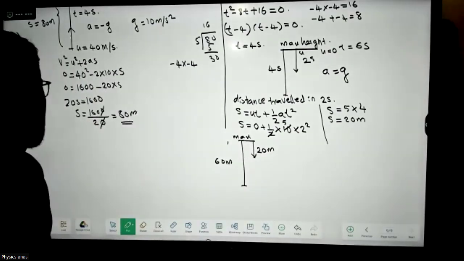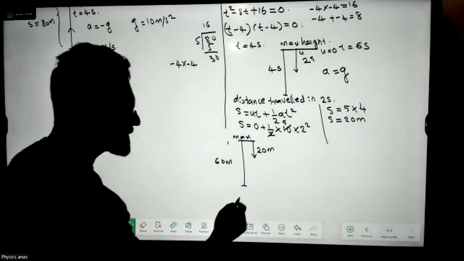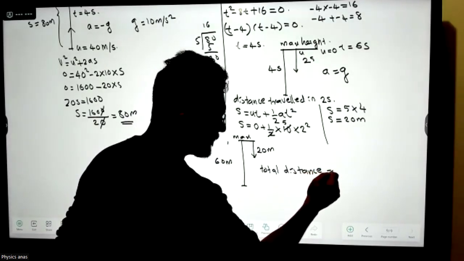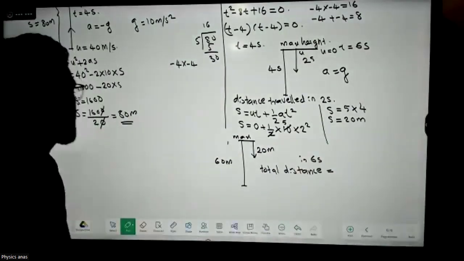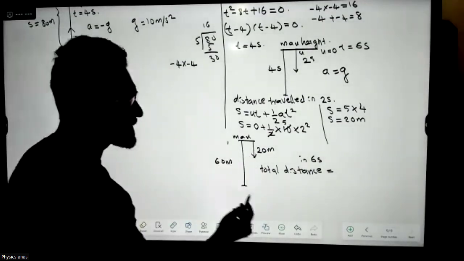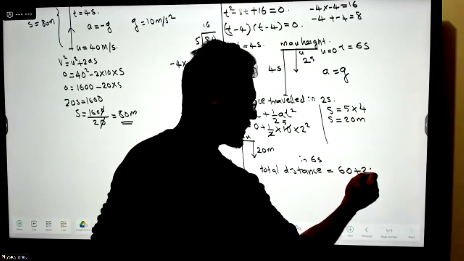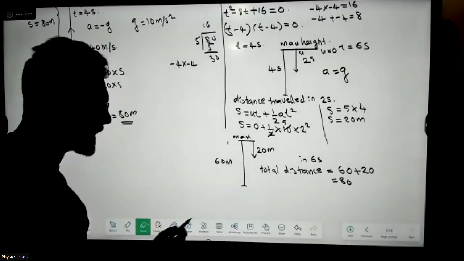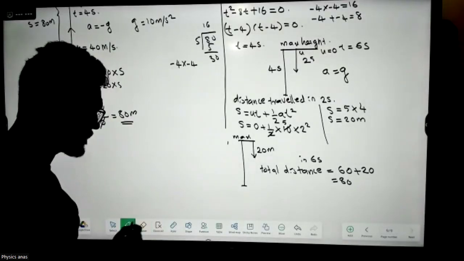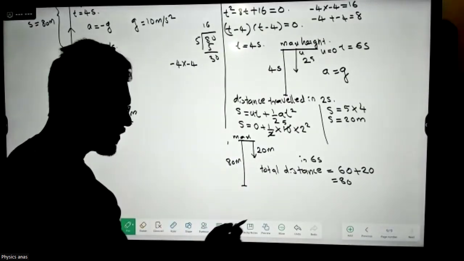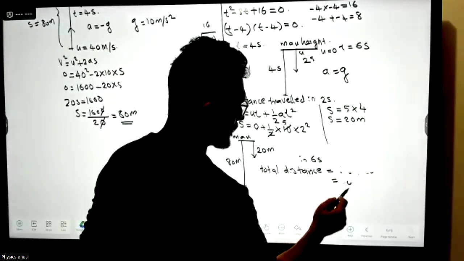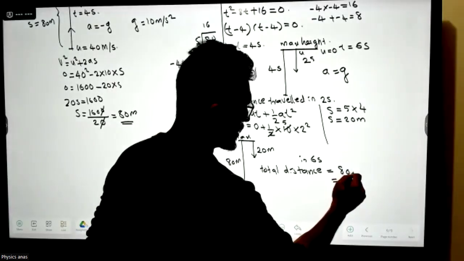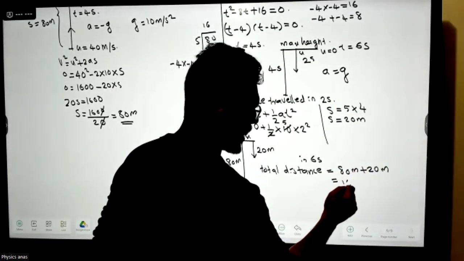point. The total travel time is 6 seconds. So what is the total distance traveled in 6 seconds? Total distance will be 60 plus 20, what is that? 80. That's not 60, that's 80, right? Total distance traveled is 80 meter plus 20 meter. That will be 100 meter.